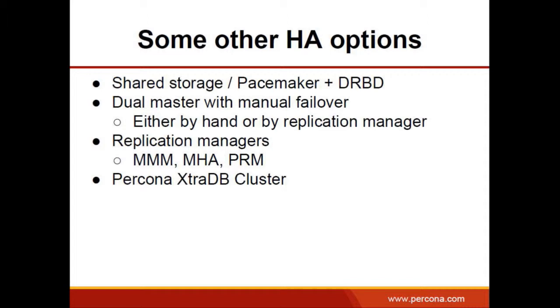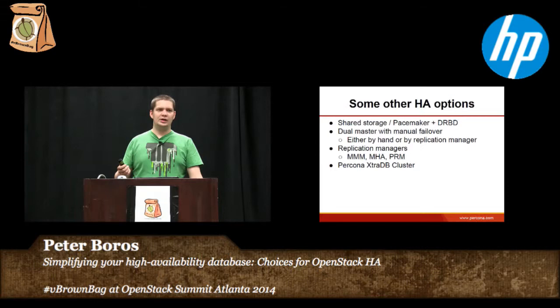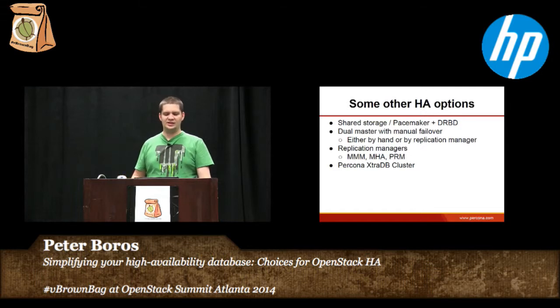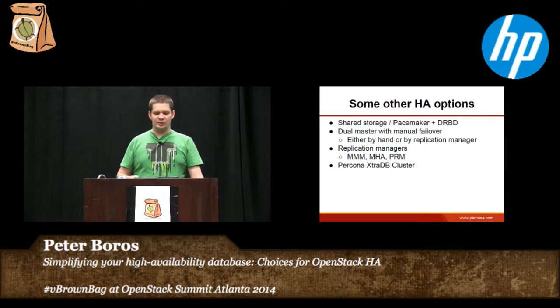Many people are using a master-master setup, which means that you use two servers. Server 2 is the slave of server 1, and server 1 is the slave of server 2, with manual failover. This is typically used at the beginning. It can be used by hand or by some type of replication manager. There are replication managers. MMM is the old one, which is not actively developed anymore. And there is MHA and the Percona Replication Manager. So they are layers on top of regular replication to provide a band-aid for that. And there is Percona XtraDB Cluster.